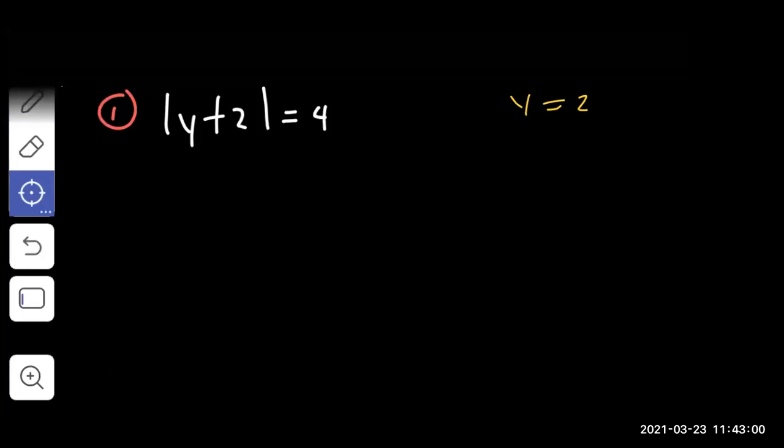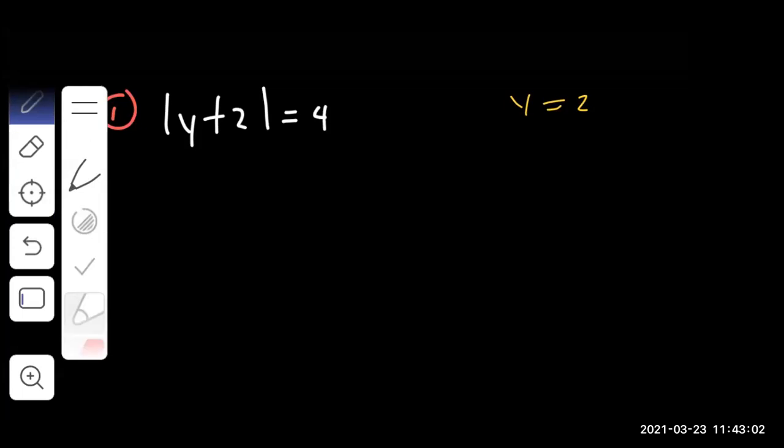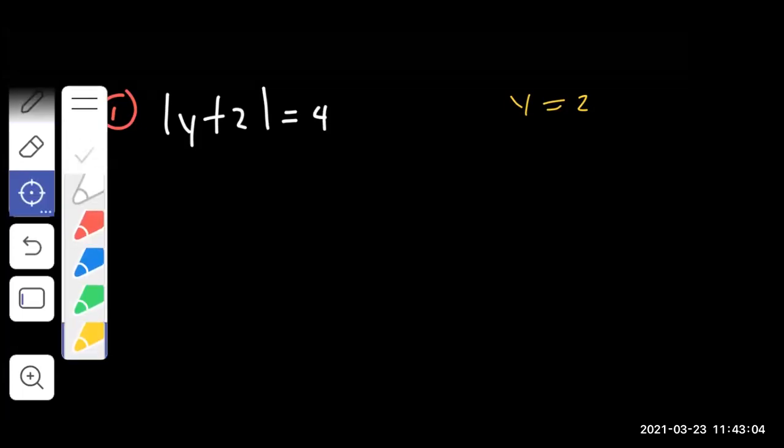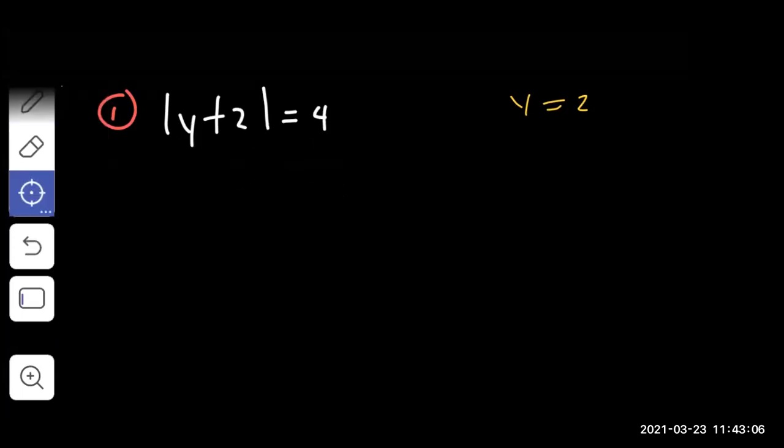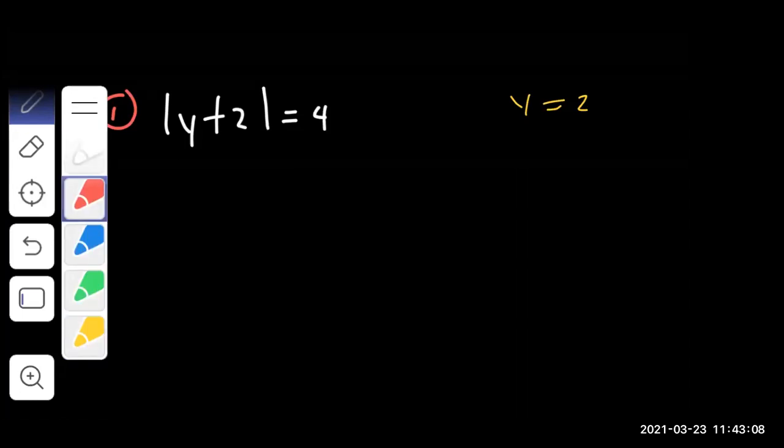That is true, guys, but I will show you something else. Let's have a look at how we solve absolute value equations. Guys, it's really simple. What are you going to do? You are going to take two cases: case 1 and case 2.